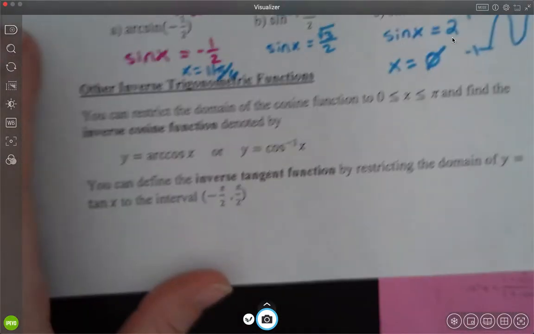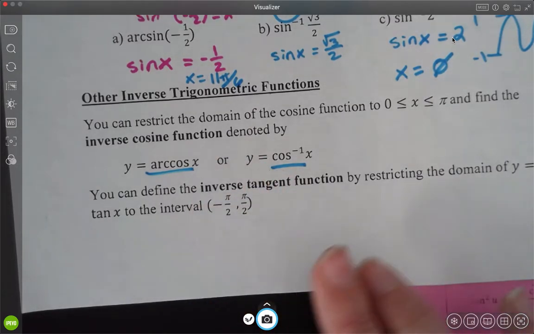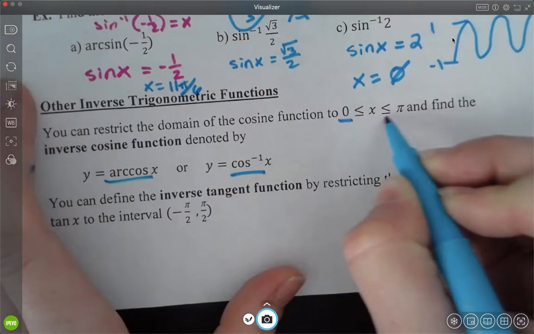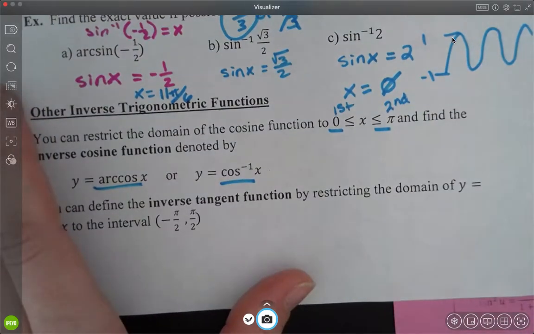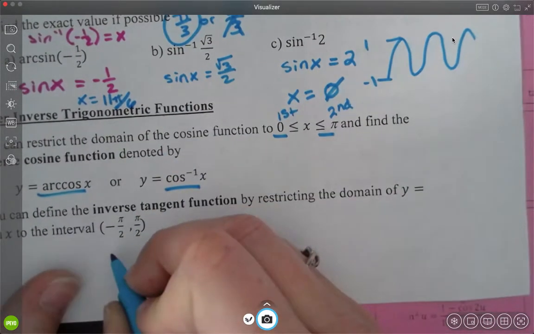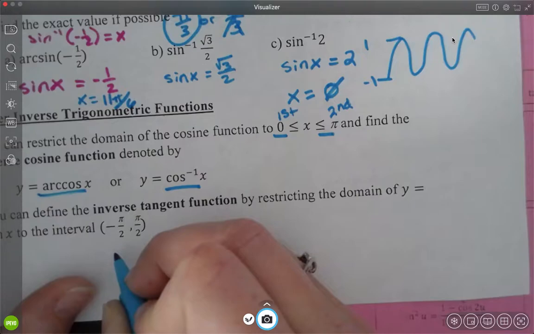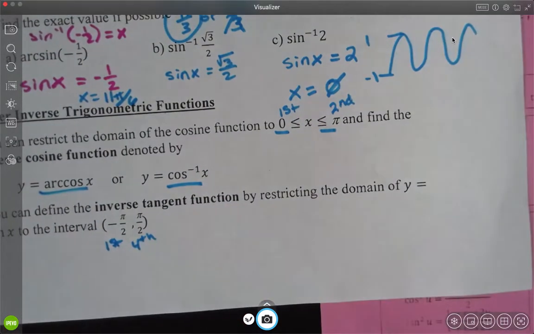Other inverse trig functions. So this is talking about cosine. Inverse cosine, inverse tangent is just saying what quadrants those are in. So from 0 to pi, that's talking about the first quadrant and the second quadrant. And we've already labeled that on a unit circle. First quadrant, second quadrant is where cosine lives, or inverse cosine lives. From negative pi over 2 to positive pi over 2, that's where inverse tangent lives, right? So this is the first quadrant and the fourth quadrant. That's where inverse tangent lives. We already have those labeled on our unit circle. That's what we just did. So they're telling us this now.